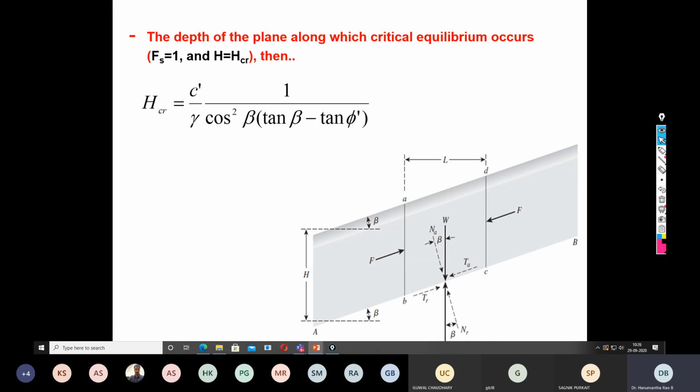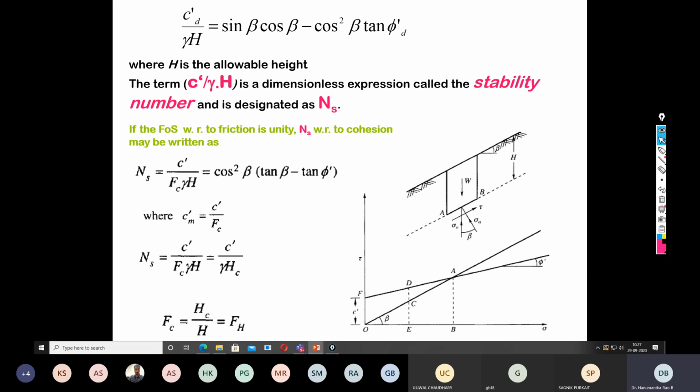If you have any question, please ask me. Interrupt me and keep on asking. So this I explained already. So c dash by gamma H.